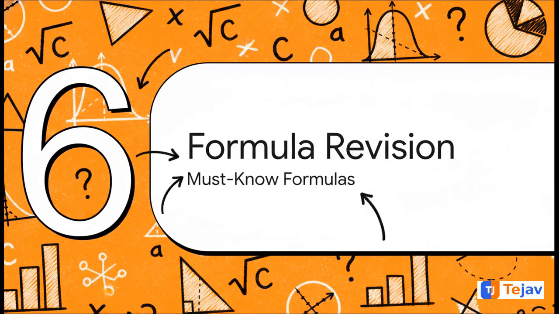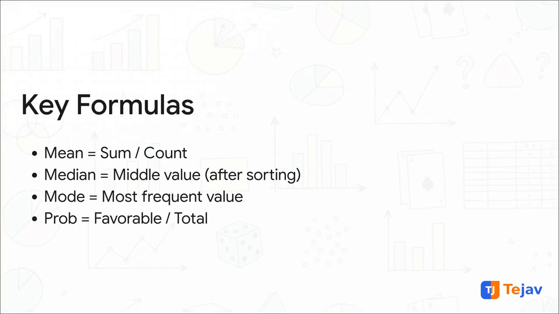Section 6, Final Formula Revision. Let's firmly cement everything you've just learned before we wrap up. Here are your essential, must-know formulas on one screen. Mean is sigma x over n. Median is the middle value, but only after you sort it. Mode is simply the most frequent value, and probability is your favorable outcomes divided by your total outcomes. Commit these to memory, and you're gonna crush it.